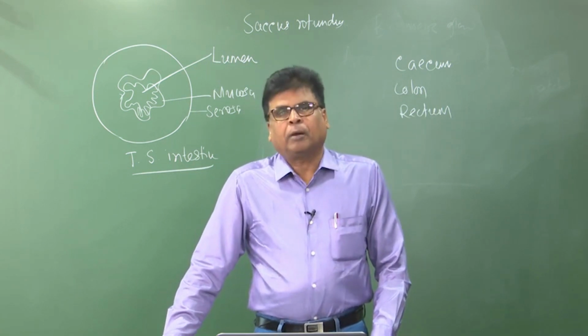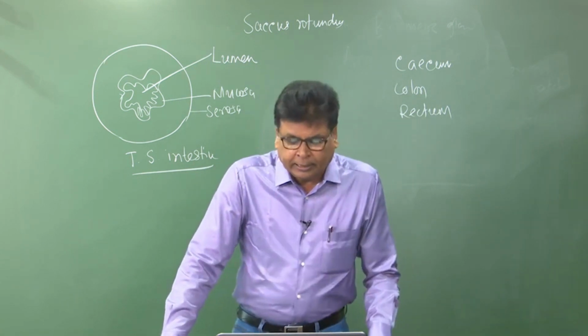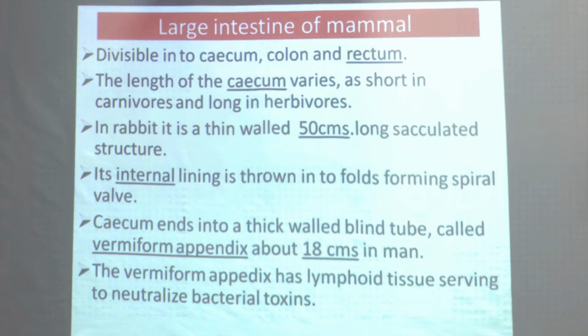So, the length of the cecum varies. In case of mammal, the length of the cecum varies: it is short in carnivores and long in herbivores. For example, in case of rabbit, it is a thin-walled structure 50 centimeters long and it is sacculated.